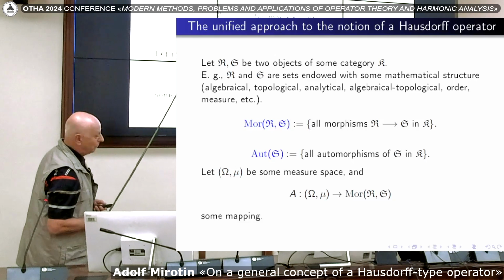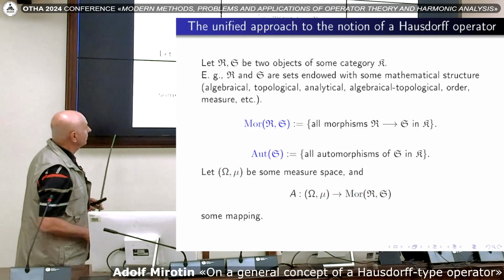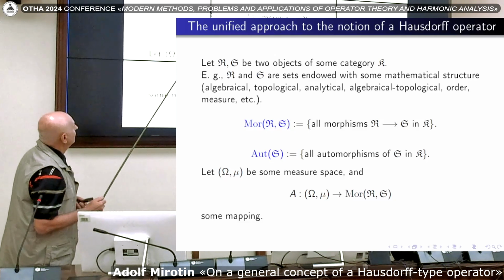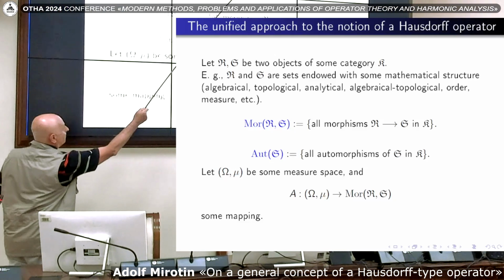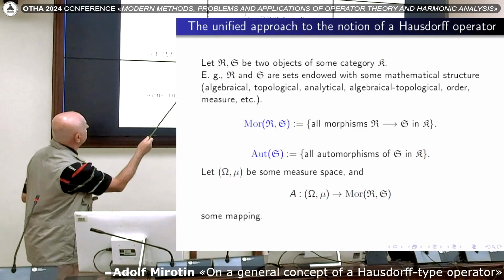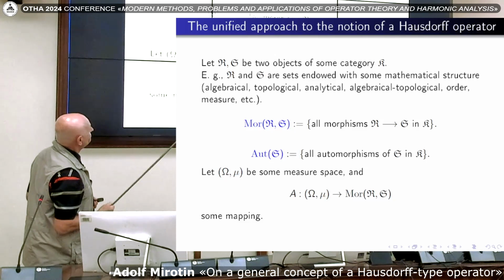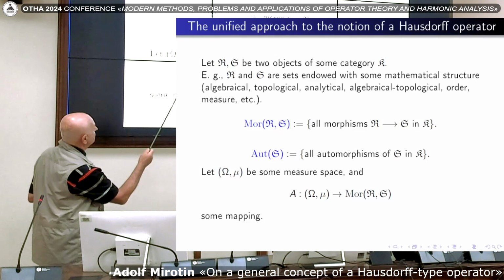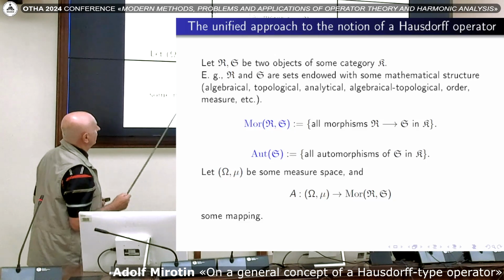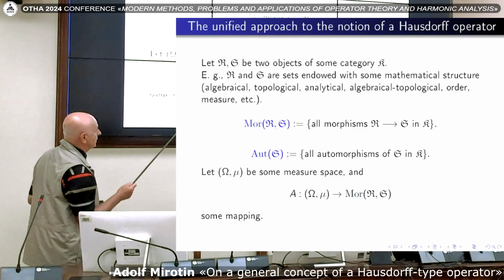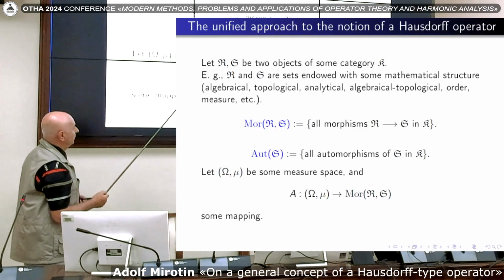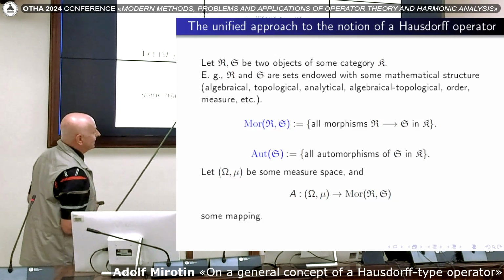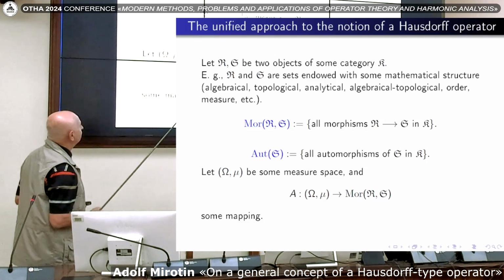And now I want to give the general approach that covers all previous examples and a lot of others. Let K be an arbitrary category and R and S two objects in this category, and we consider all morphisms. Mor(R, S) denotes the set, as usual, of all morphisms, and it should be said that for the special case where R equals S, I consider not all morphisms, but automorphisms of this object S in the category K.